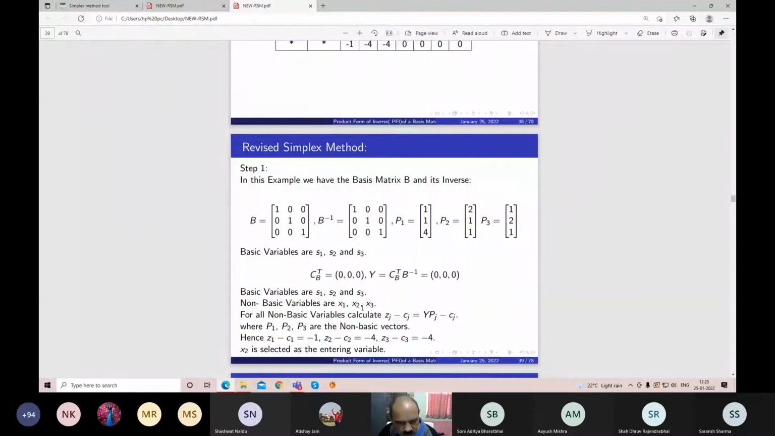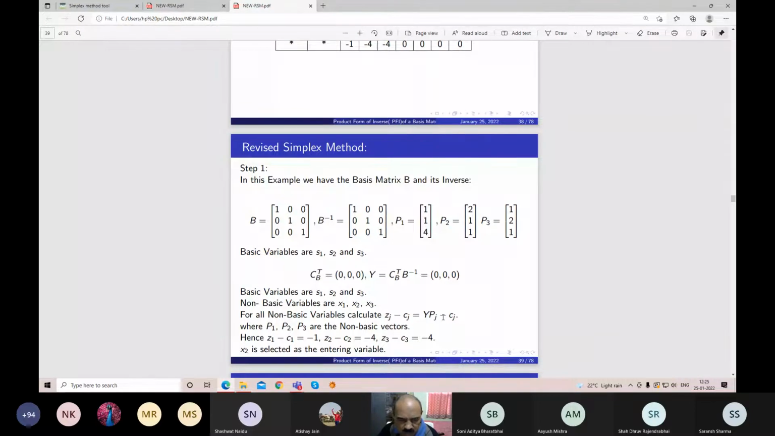Now, next step: basic variables are S1, S2, S3. Non-basic variables are X1, X2, X3. For all the non-basic variables, calculate the indicator row elements. What is that? Indicator row element will be Zj minus Cj, which is nothing but y into Pj minus Cj. This y equal to 0, 0, 0. And what is P1? 1, 1, 4. For j equal to 1, we will have Z1 minus C1.